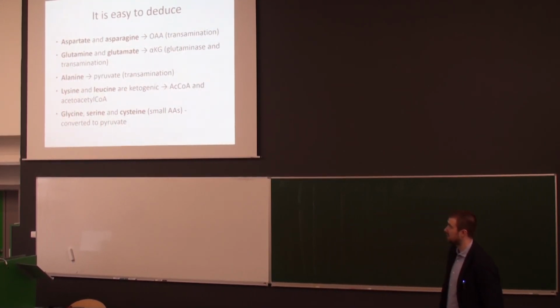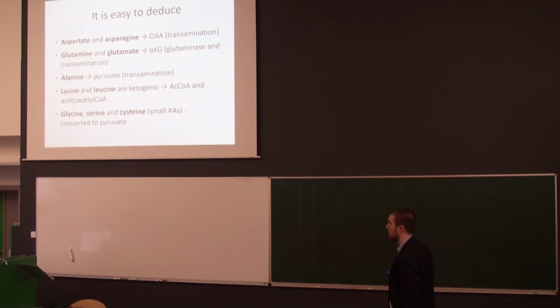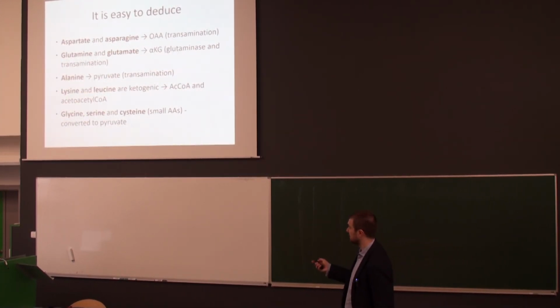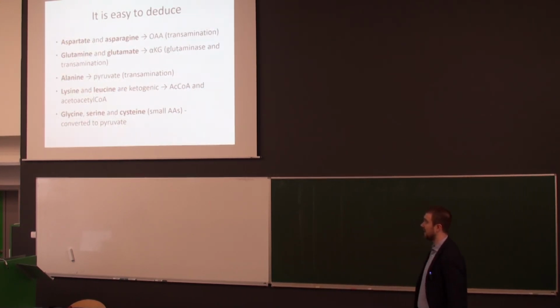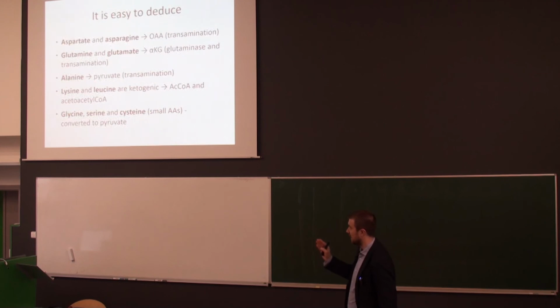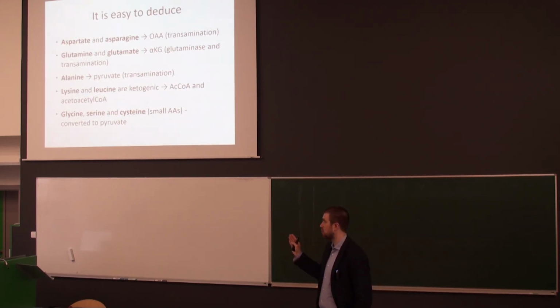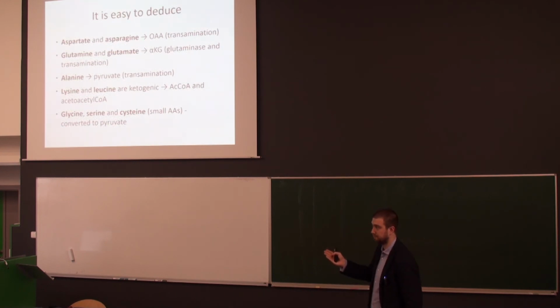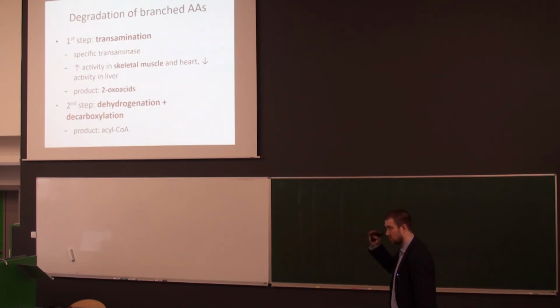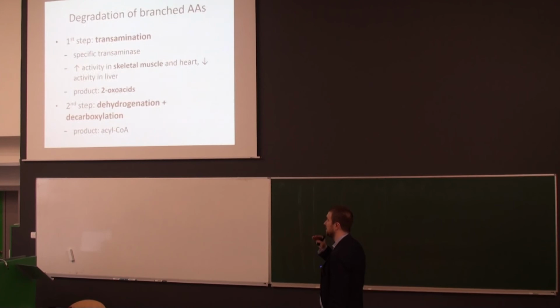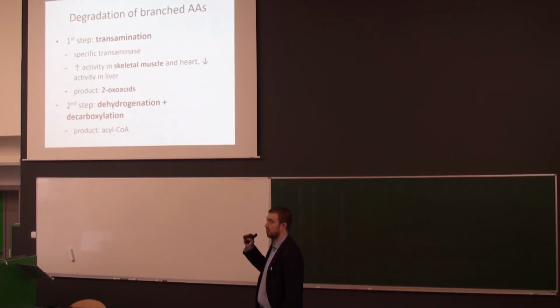That we want you to know the lysine and leucine, that they are ketogenic, and that means that they give you the acetyl-CoA and acetoacetyl-CoA. And the second new thing is that those, what we can call small amino acids, that means glycine, serine, and cysteine, are all glucogenic, and they are converted to pyruvate. We will also use this for their synthesis. And other thing that you should know to some small detail is the oxidation of branched-chain amino acids.